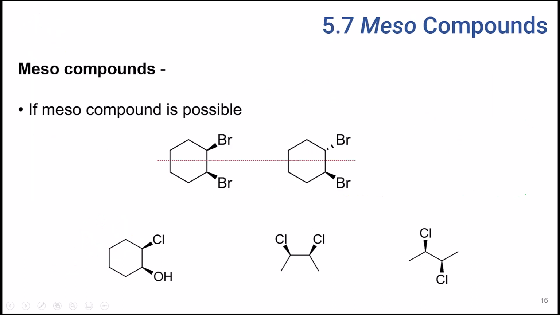Sometimes we have what is called a meso compound, and these have chiral centers and a mirror plane within the molecule.